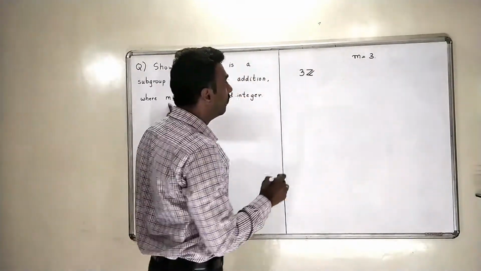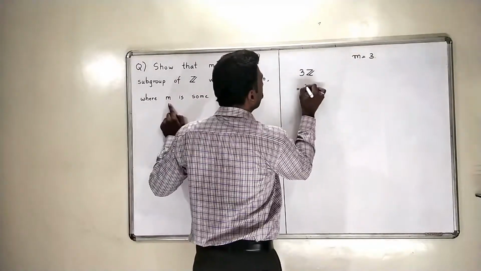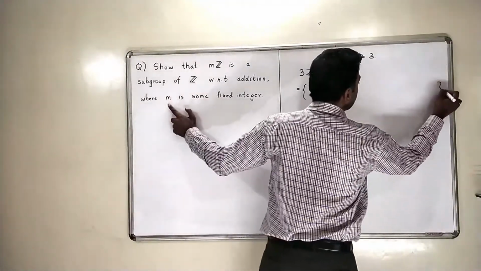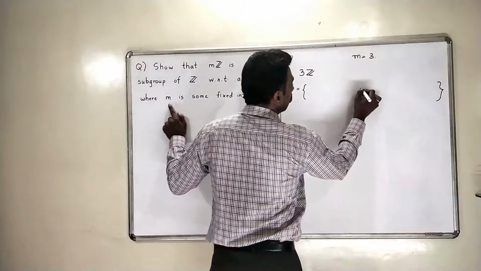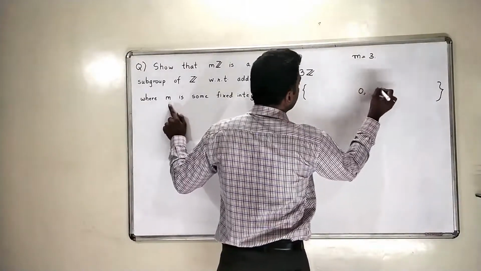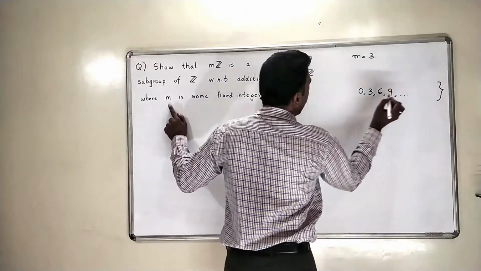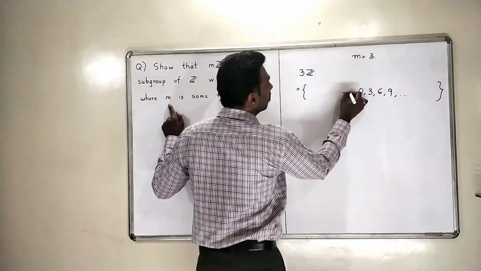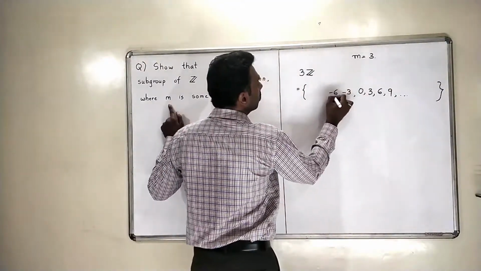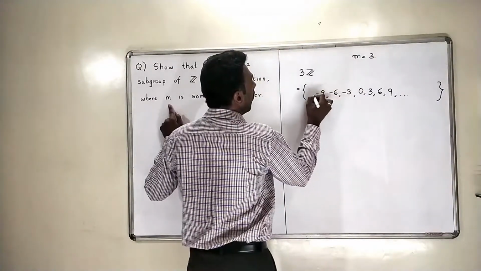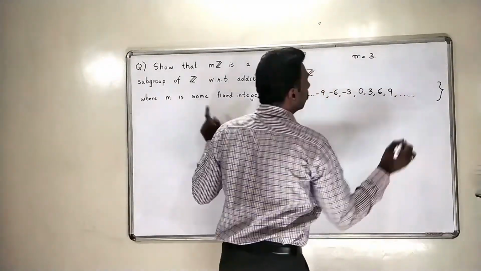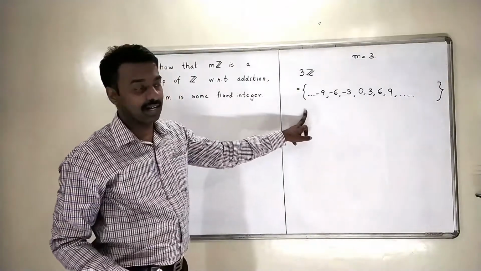Now what is 3Z? 3Z means I am going to multiply all integers by 3. So 0, 1 multiplied by 3 is 3, 6, 9 and so on. Negative integers, minus 3, minus 6, minus 9 and so on. So this is the set 3Z.